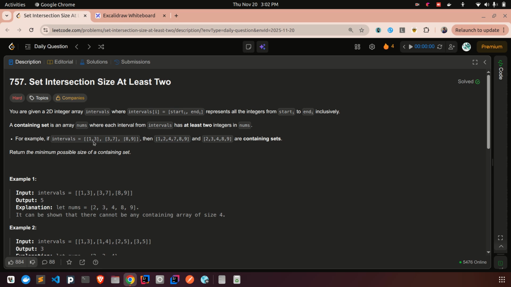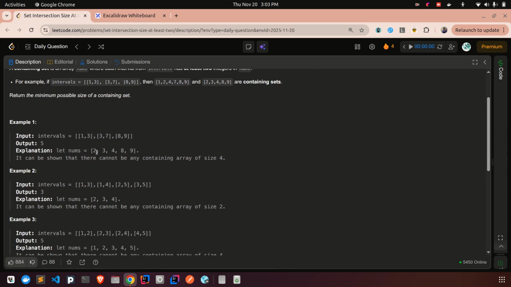For example, if the intervals are [1, 3], [3, 7], [8, 9], then these two are containing sets. But we have to return the minimum possible size of the containing set. Okay, let's take an example. If you see, this is the containing set and each interval contains at least two numbers from this set. The first interval contains 2 and 3, the second interval contains 3 and 4, and the third interval contains 8 and 9. So this is the minimum possible set which can be formed such that at least two numbers from it will exist in each of the intervals.